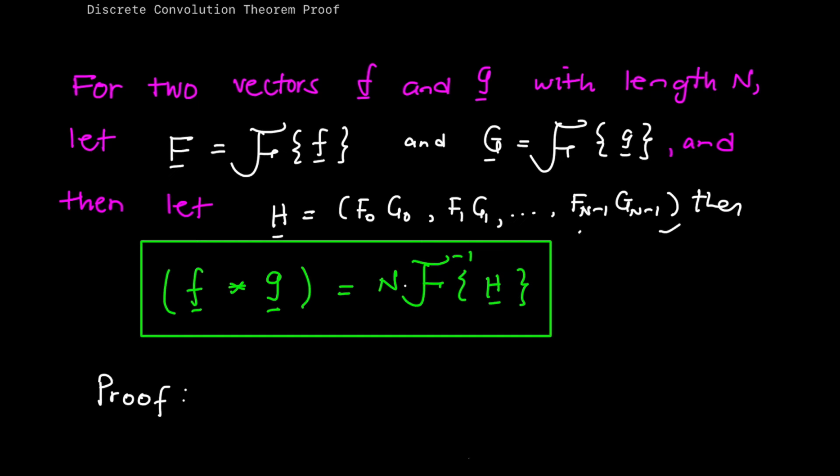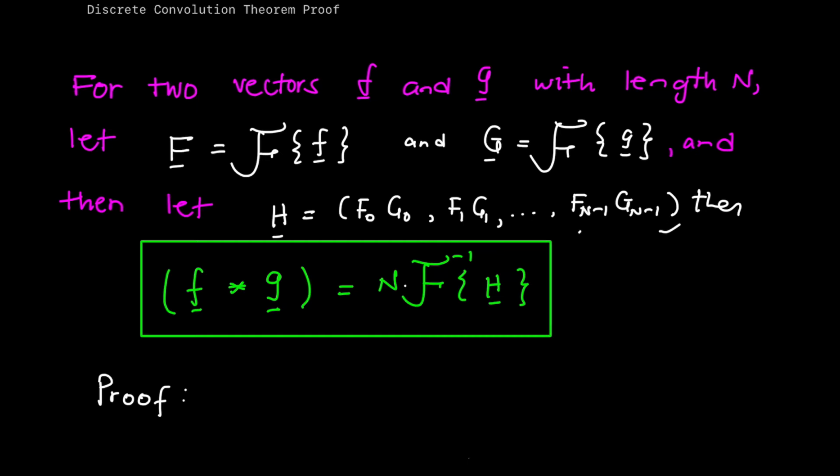For two vectors, small f and small g, of length n, we let capital F be the discrete Fourier transform of small f, and capital G be the discrete Fourier transform of small g. Then we let vector h be the element-wise product of F and G, from 0 to n minus 1.